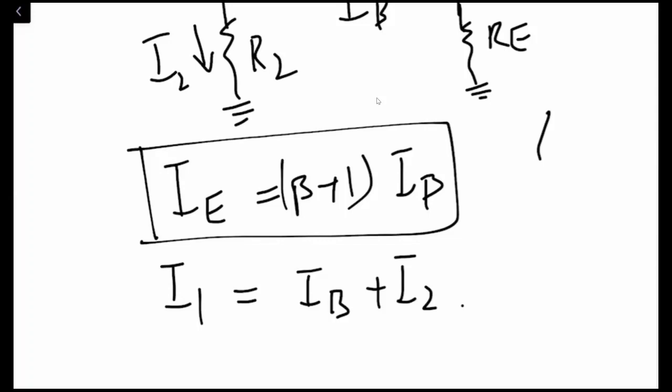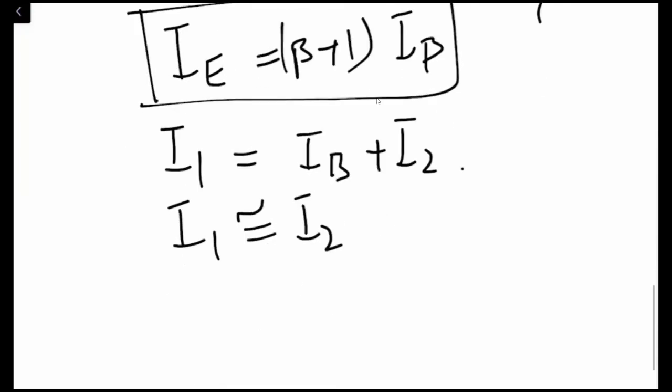But as we know, the value of IB is very, very small. If the base current is negligible compared to I1 and I2, then we can say that I1 is approximately equal to I2.